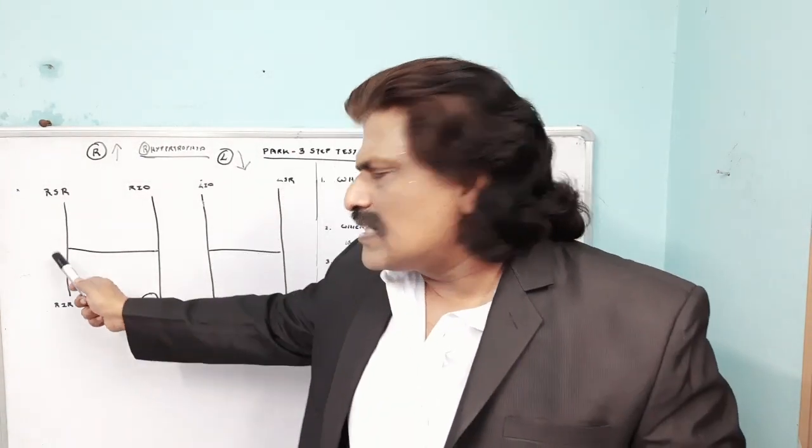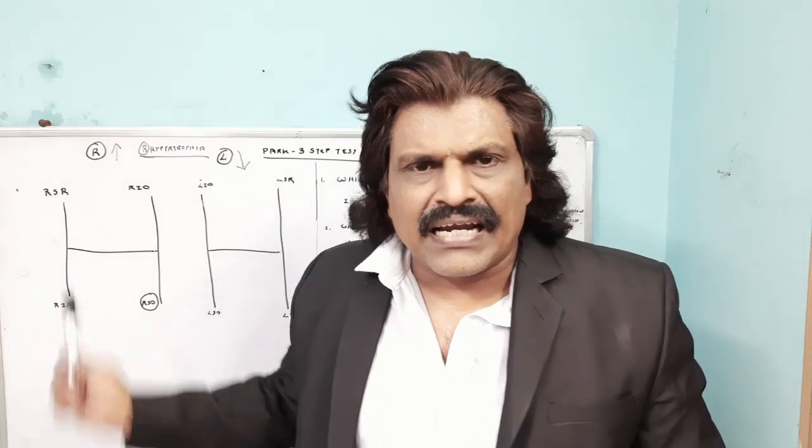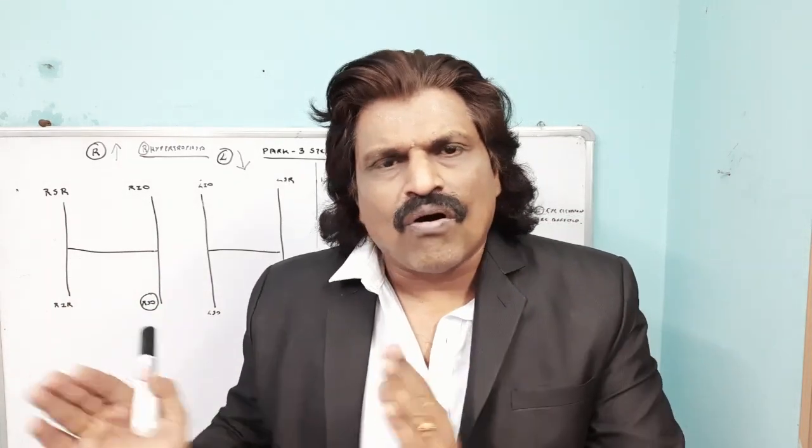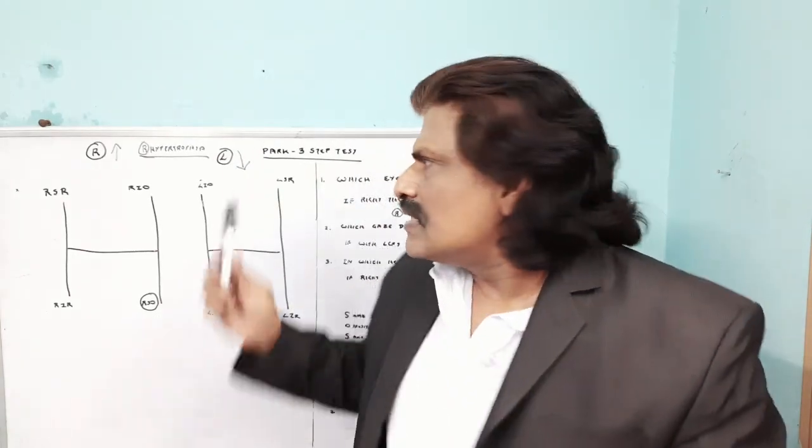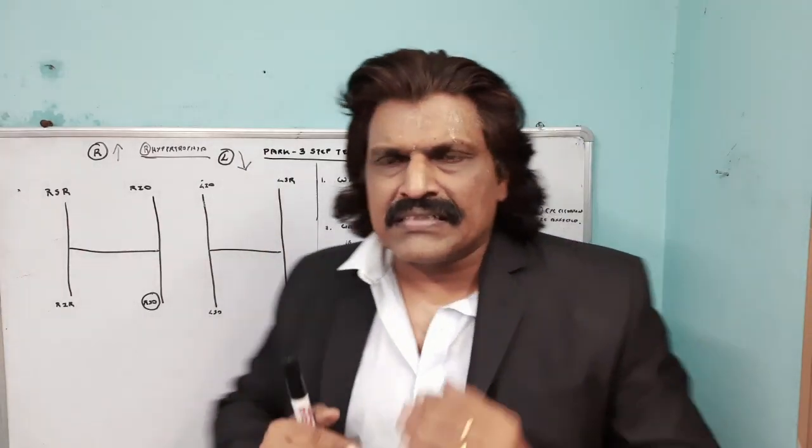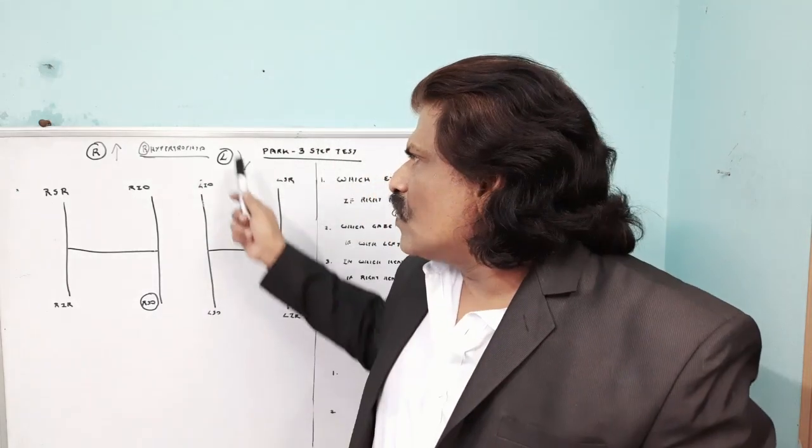We are not concerned about the medial recti and the lateral recti because they are used more for horizontal eye movements. Now we are concerned with only vertical eye movements. This Parks 3-step test is basically for finding out the muscle which is involved in the vertical movement disorder. Right. Now coming to hypertropia.